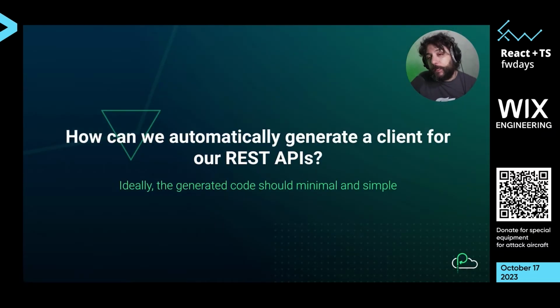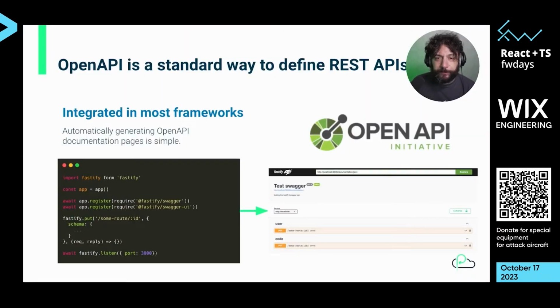Sorry about this. And what do we do? Well, the question now is, how can we automatically generate a client for our REST APIs? And also, the generated code should be minimal and simple. We don't want massive dependencies, because massive dependencies are a lot of work. Now, one of the greatest bits is that you can have OpenAPI as a standard way to define REST endpoints, which seems good enough for most cases. It's a standard, it's fixed, and I can have my server generate it automatically.